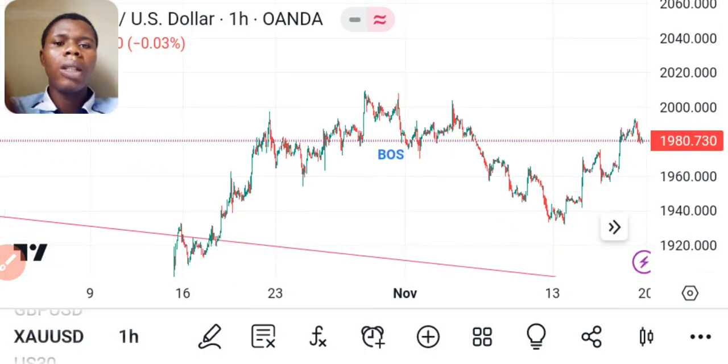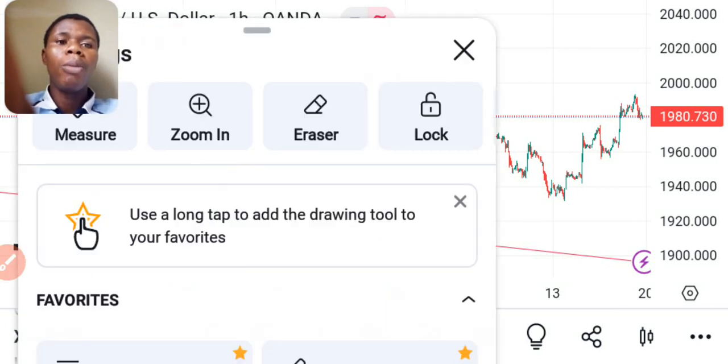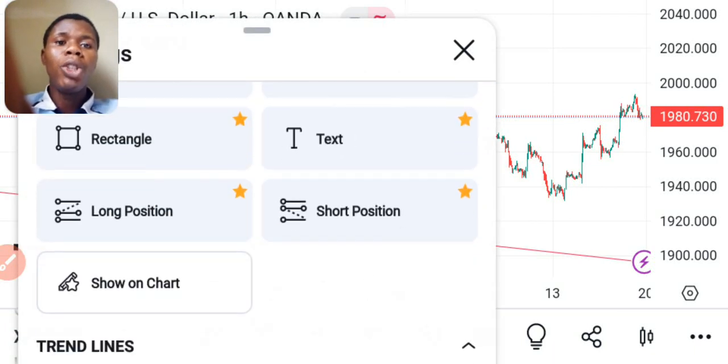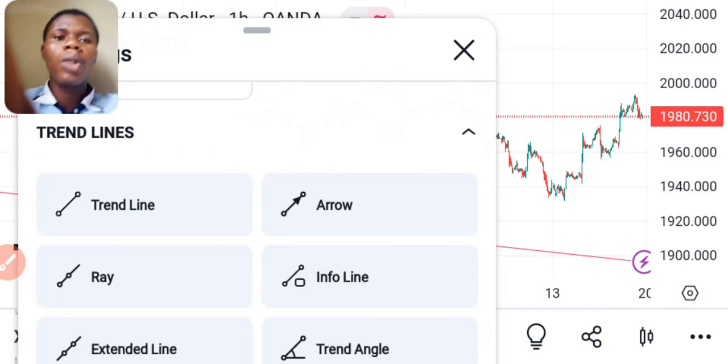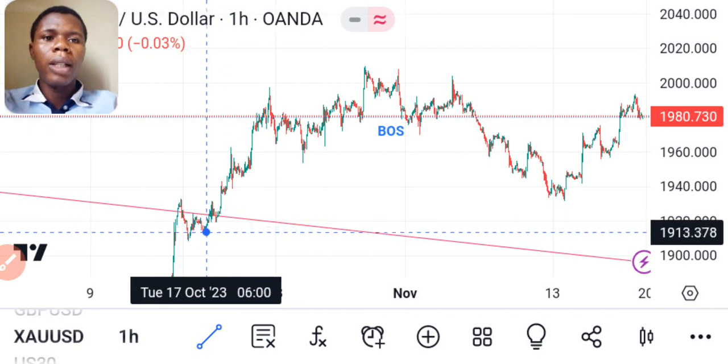Okay, so let's look at gold on this. Something happened here. Now, if you want to draw your trend line, you have to be mindful of the major swing points. I'm not just talking about any swing point. I'm talking about the major swing points. Now, let's draw the trend line.